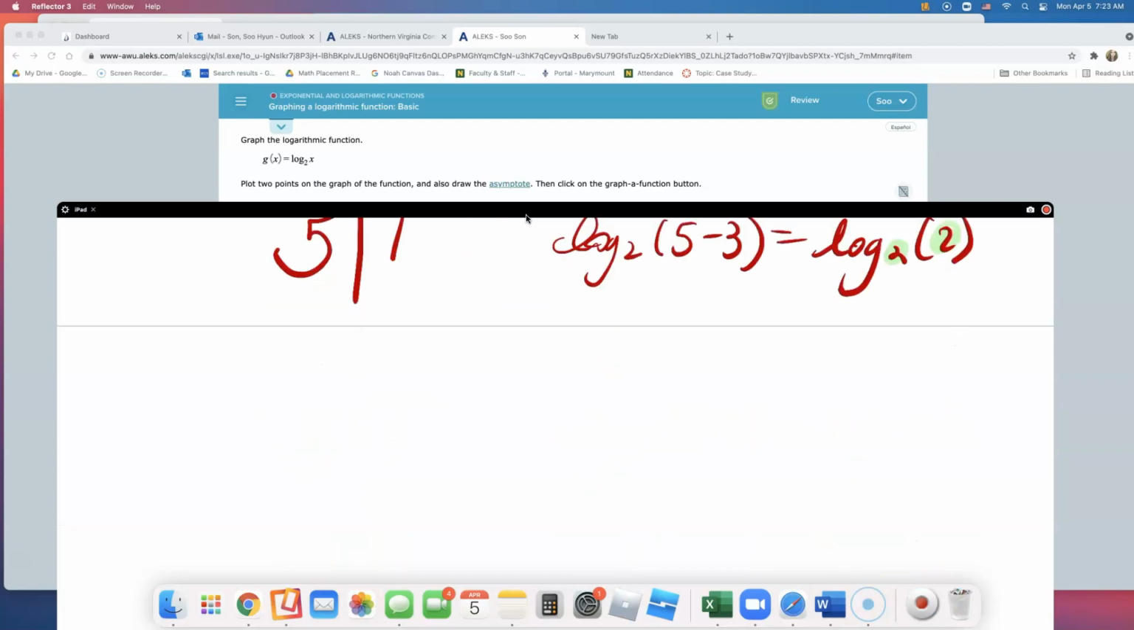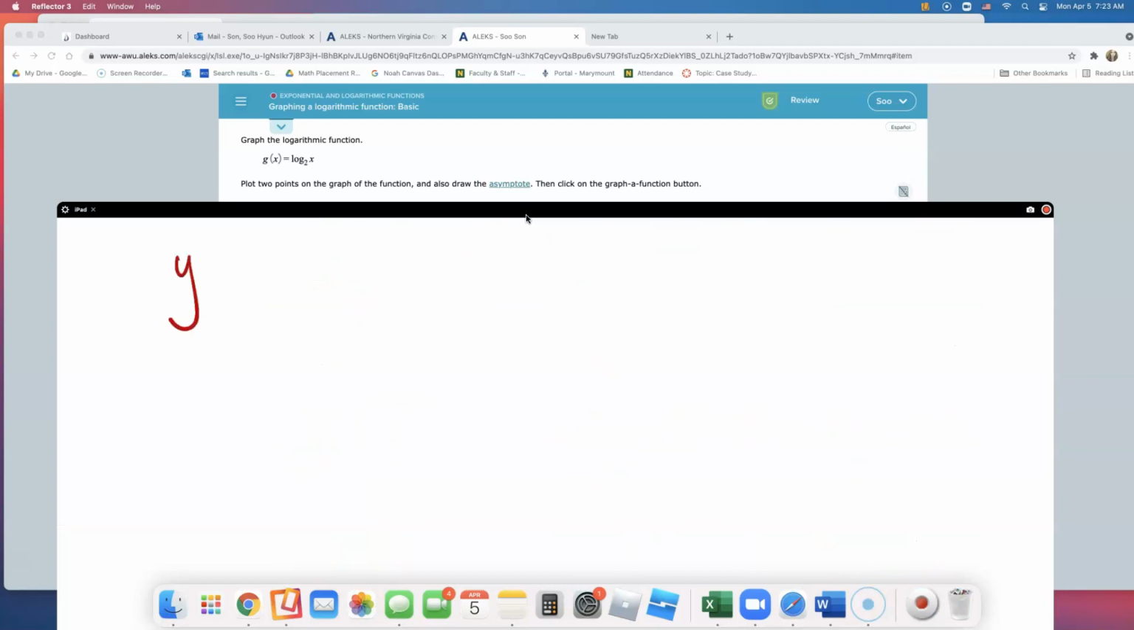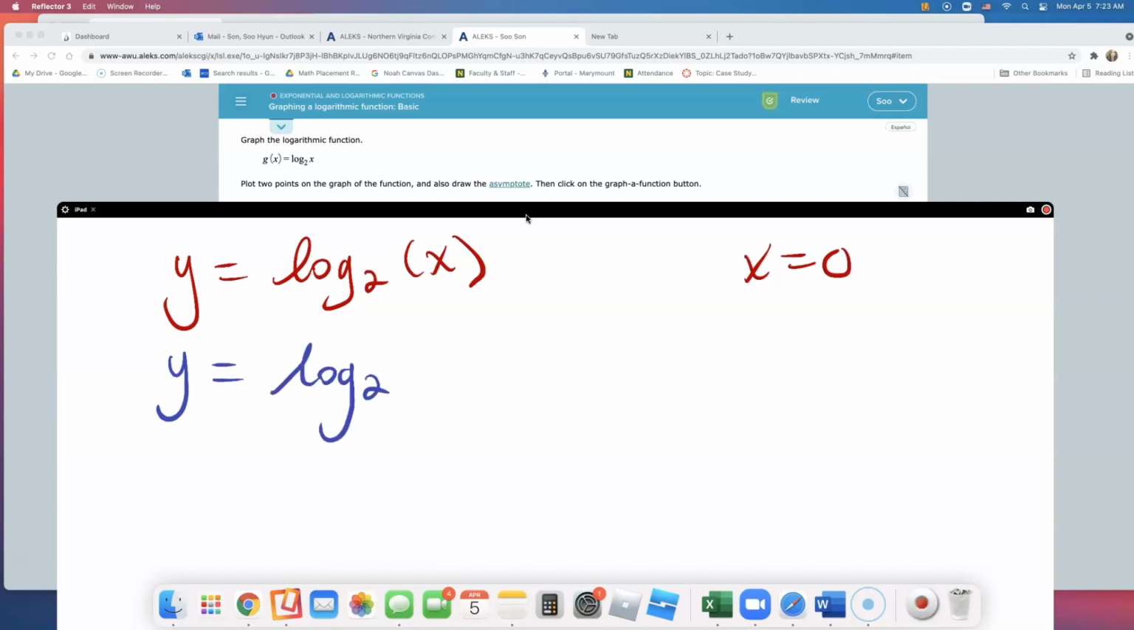Open up the notepad real quick. If you have a function y equals log base 2 of x, the vertical asymptote is at x equals 0. What if you have y equals log base 2 of x plus 5? Then you have a vertical asymptote at x equals -5. Why? Adding 5 inside will shift the graph 5 units to the left. I know, the signs are opposite. I want you to remember that.